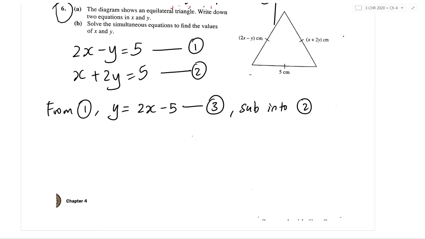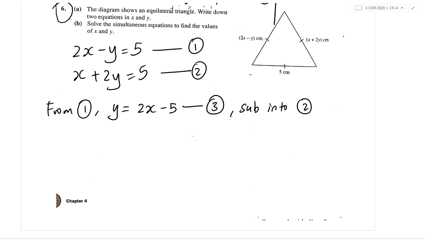Okay, so when you're doing substitution, you make y the subject from equation number 1. Now you must sub into equation number 2. Then you can proceed. If for any reason you end up with something like this, you know why. Because you sub into the wrong equation. So let's continue. Every time I see a y in equation 2, I will change it to 2x minus 5.